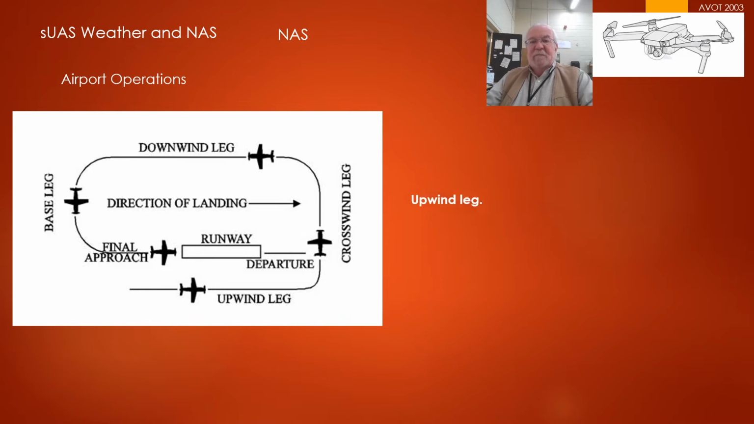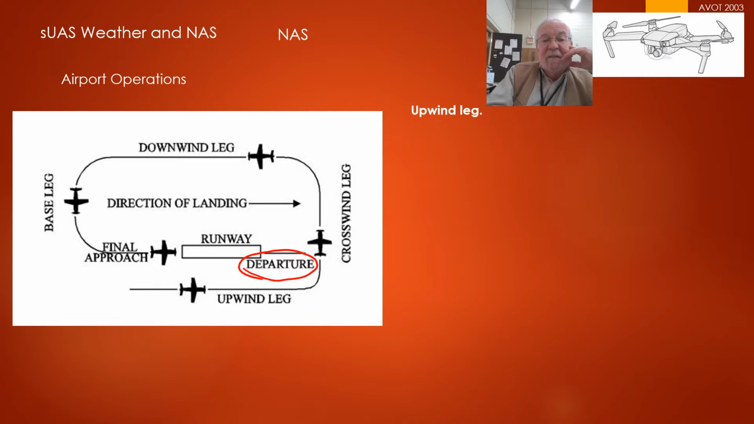And we have an upwind leg, which in this picture here is labeled departure. Okay, so don't get confused here. Departure is another way of saying upwind leg. Then, of course, there's a crosswind leg, which is labeled correctly here. So they make a left turn. Standard traffic patterns are left-hand patterns. So they're clocking the way around to their downwind leg.